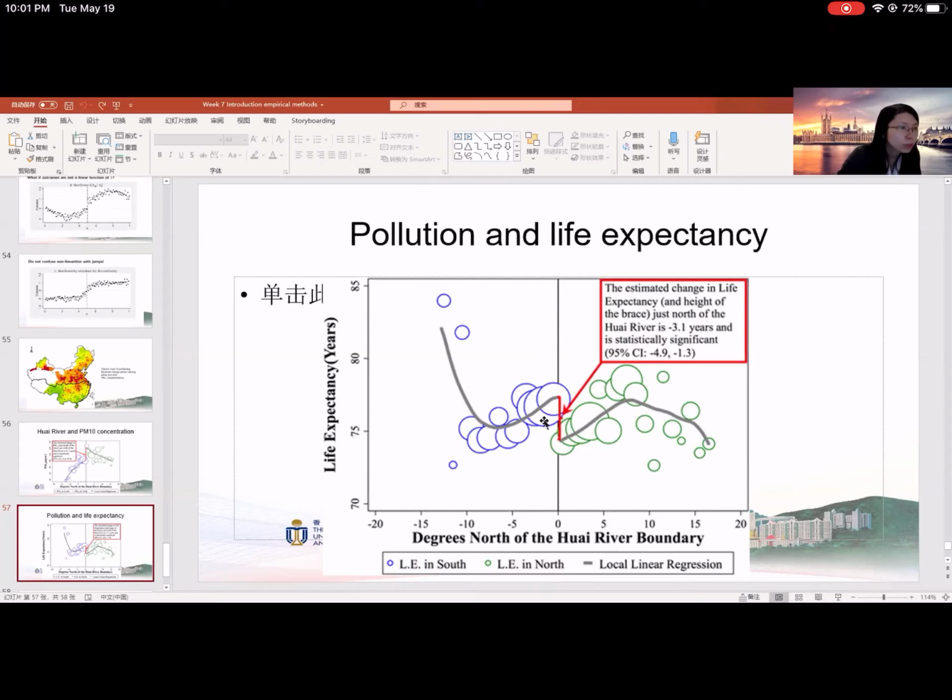If you want to review the relationship between pollution and health, you use being located north of the Huai River as an instrument for winter pollution level. And the assumption is then that the fact that you are slightly on the north of the Huai River should only affect your health outcome through pollution. So how do you feel about this? Are you convinced by this design?